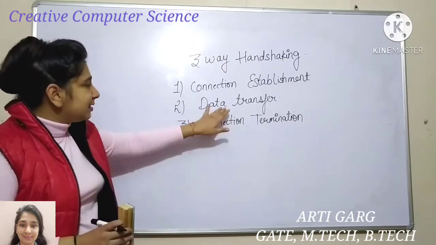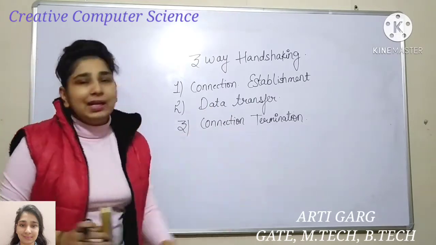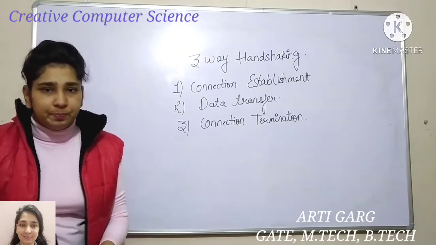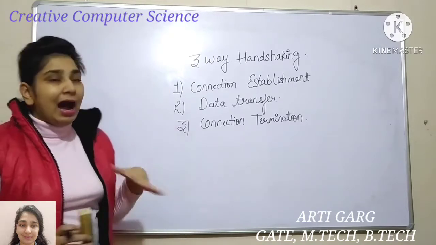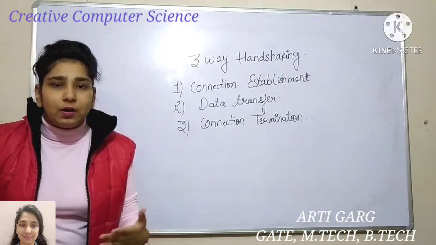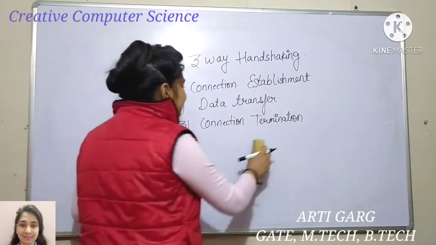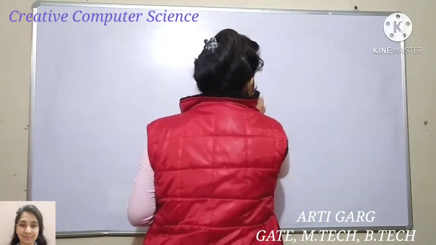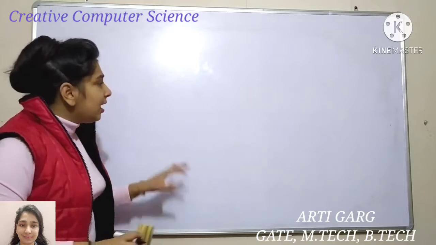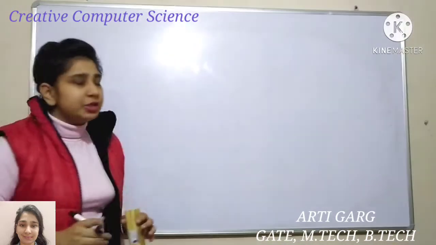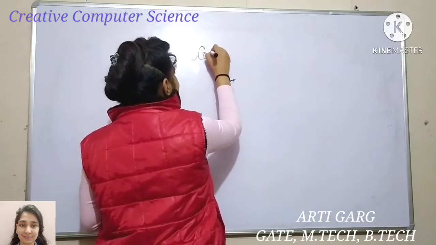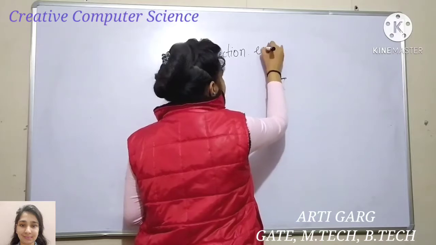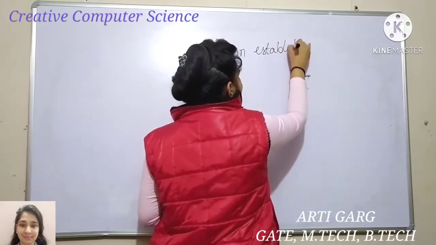After everything has been done, we have to release the connection. We have to now terminate the connection. We will be discussing how all these three phases work one by one. So firstly, let's discuss the connection establishment phase: how two devices are going to establish a connection.